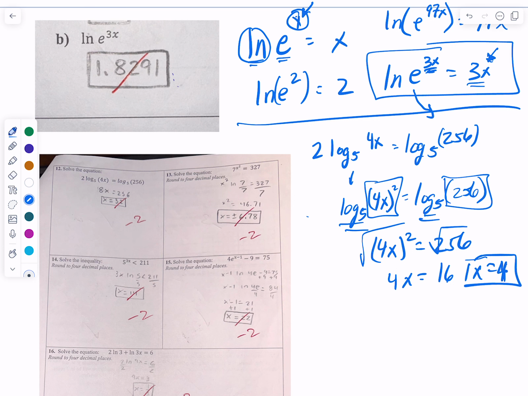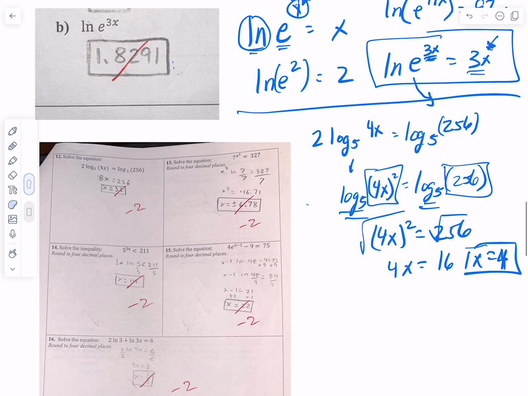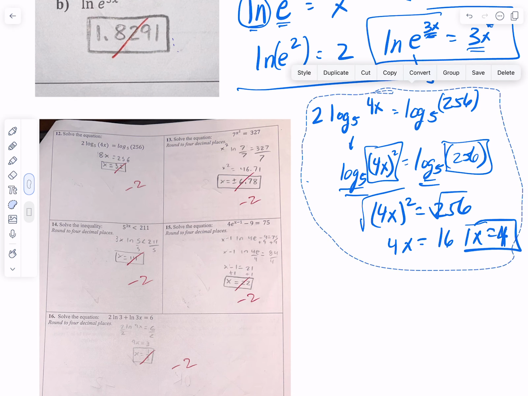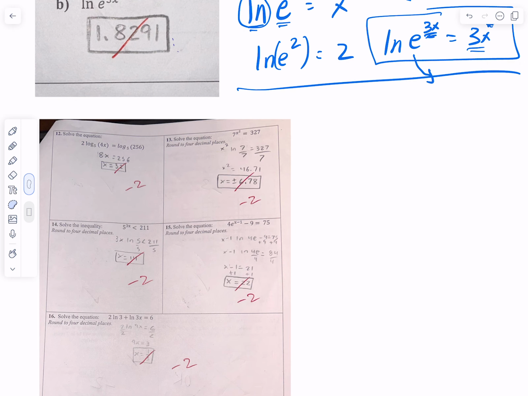Got it? Okay. I'm going to just erase this. Delete. And we're going to go do the next one. Okay, so these next ones, I think all the next ones require a calculator. So let's do the same one.